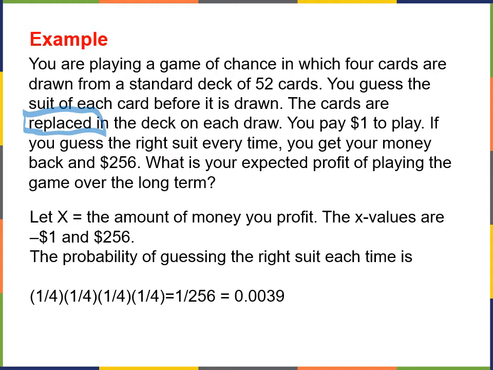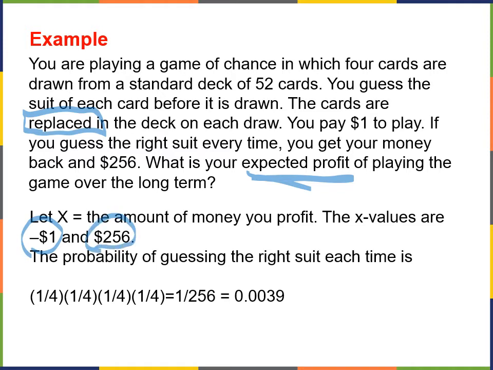So if you're going to play this game over and over and over again, what do you expect your profit to be when playing this game over a long term? What would that expected value be if you played for a long time? Well, let's think about it. Let's let X be our random variable, and that'll be the amount of money that you profit. Not the outcomes, you win or lose, but let's make it monetary. Let's make it so that it's quantitative. So the amount of money you would win or lose. So your profit would be negative $1 if you lose and $256 if you win.